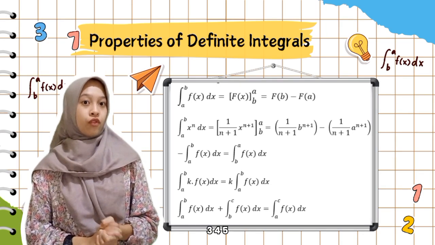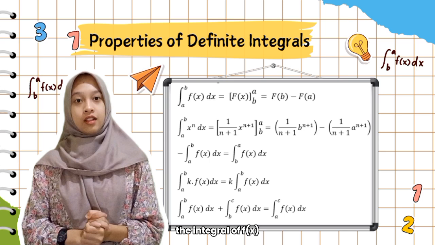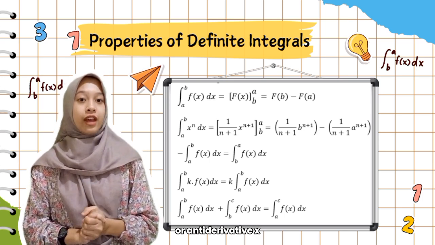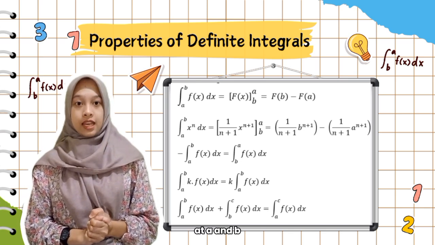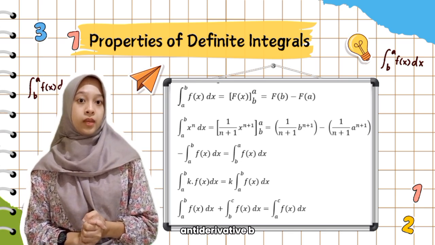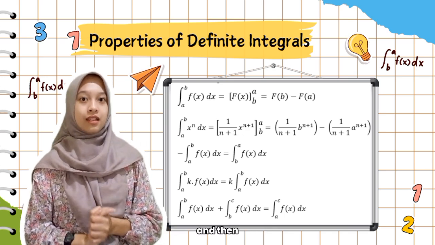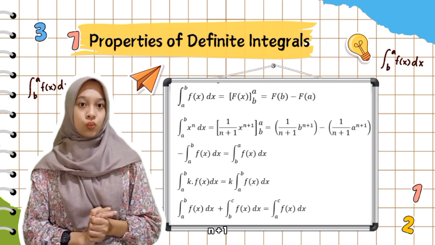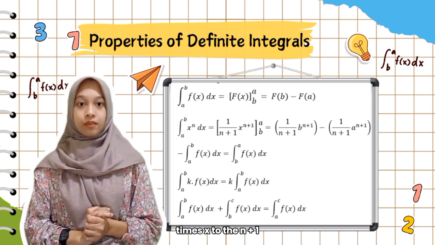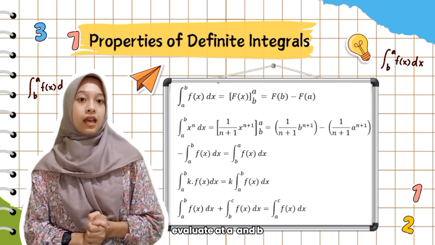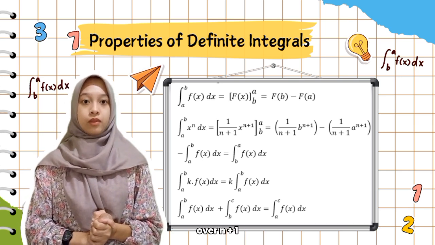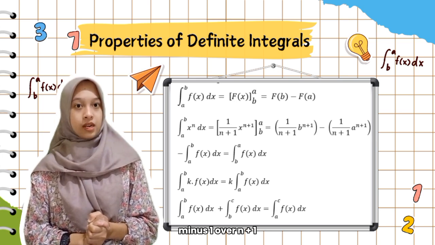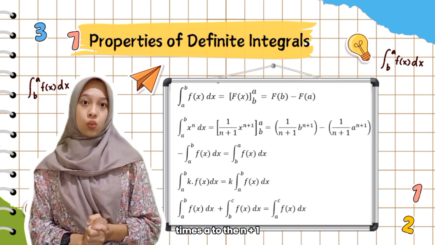There are 1, 2, 3, 4, 5. First, the integral of f(x) from a to b is equal to the antiderivative of f(x) evaluated at a and b, which is equal to the antiderivative at b minus the antiderivative at a. And then the integral of x to the n from a to b is equal to 1 over n plus 1 times x to the n plus 1 evaluated at a and b, which is equal to 1 over n plus 1 times b to the n plus 1 in brackets, minus 1 over n plus 1 times a to the n plus 1 in brackets.